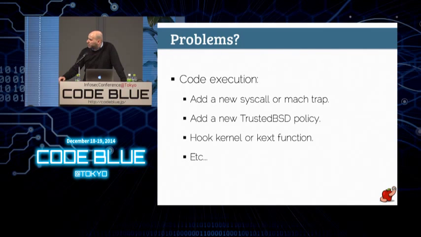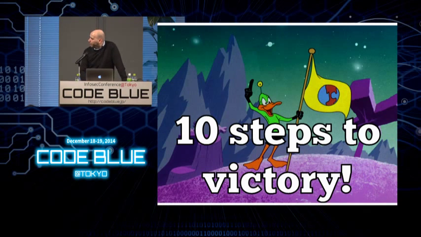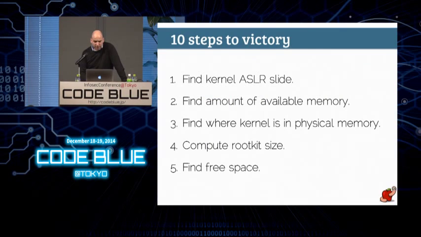The code execution is very easy to solve now because you can write anywhere you want, so you can patch the syscalls. You don't need to use TrustedBSD or something complicated. You can use TrustedBSD if you want. You can hook a kernel function. You just hook the function, call the function, start your code, and then restart the function, and so on. You can hook a pointer. It's basically your creativity. The same 10 steps to victory. It's more or less the same stuff.